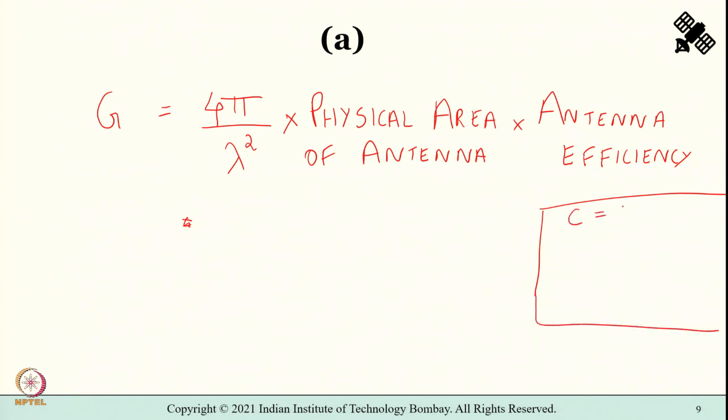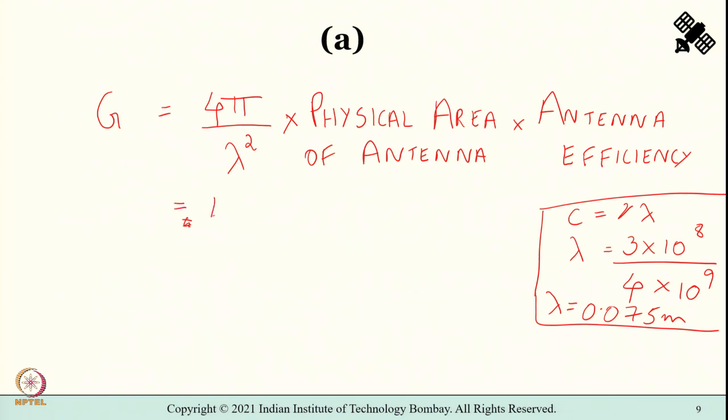So, as before, let us try to compute the value of lambda. We know that C is nothing but nu lambda. Lambda can be written as 3 into 10 power 8, speed of light, by 4 into 10 power 9. So, you get the value of lambda as 0.075 meters. Okay. Now, let us try to come back to the relationship. Gain G equal to 4 pi by lambda square, that is 0.075 square, into physical area of the antenna.